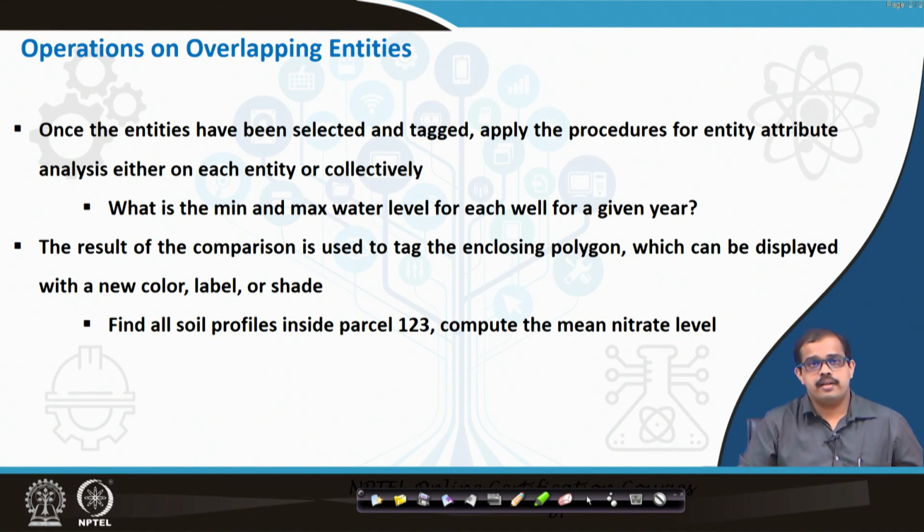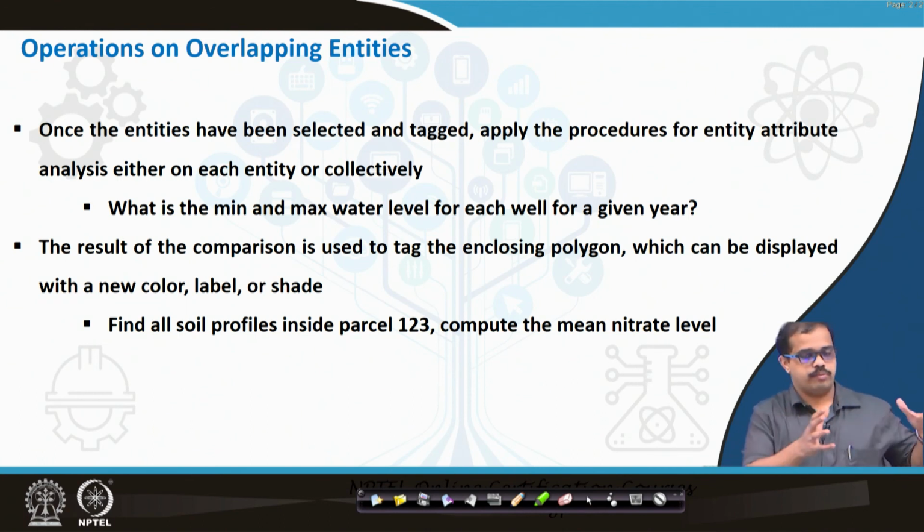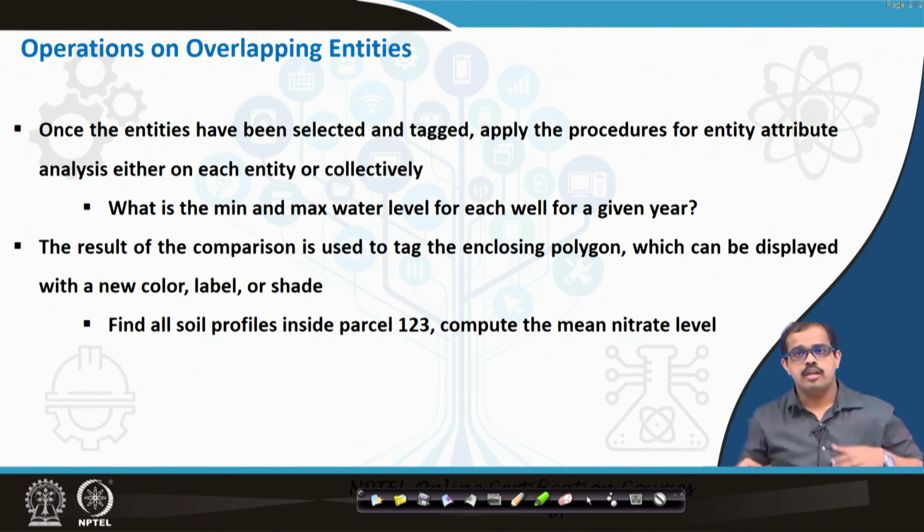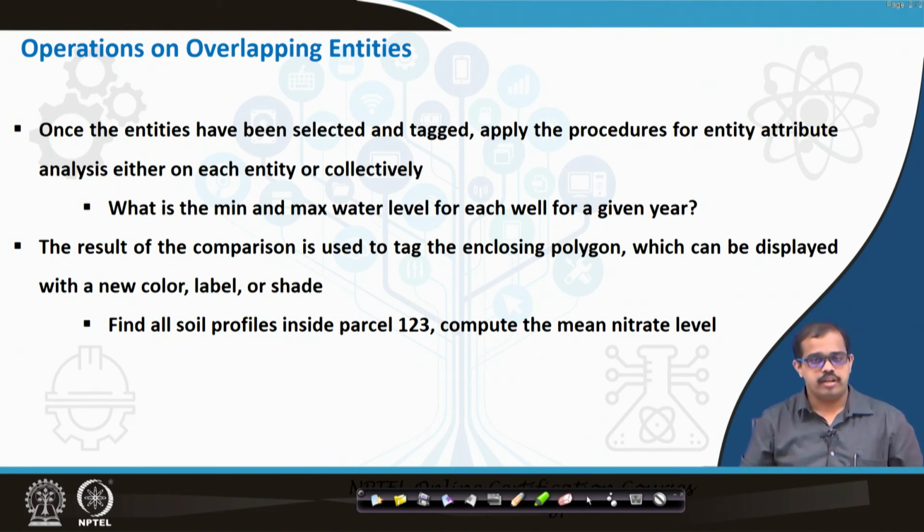The result of the comparison is used to tag or enclose a polygon, which can be displayed in a new color. So, now you have a set in one particular layout, another set in another layout. Now, you will use different colors for each of these sets to represent your output. It may be looking at different soils, or different amounts of water present in the well, whatever analysis you are trying to do.